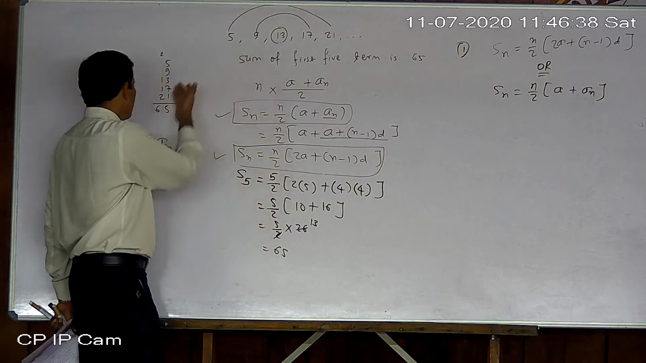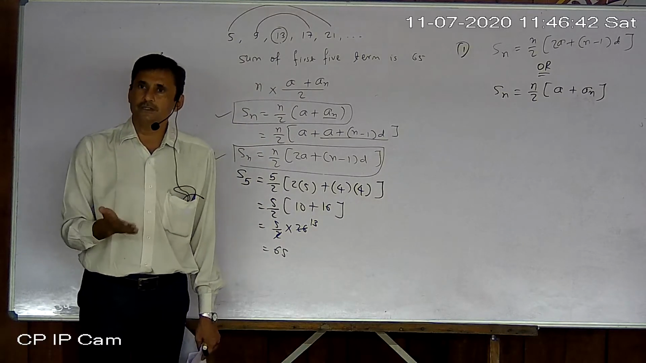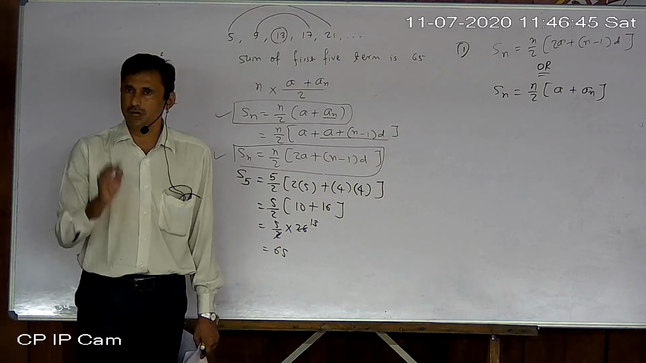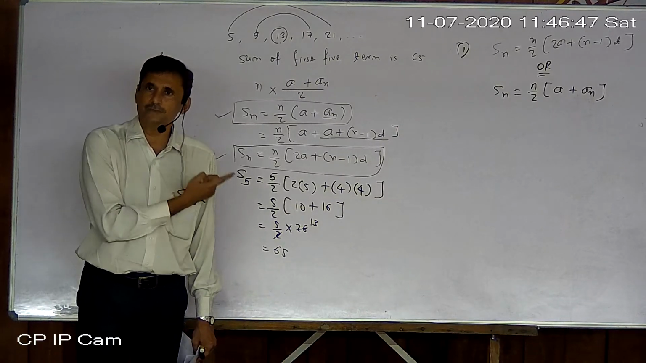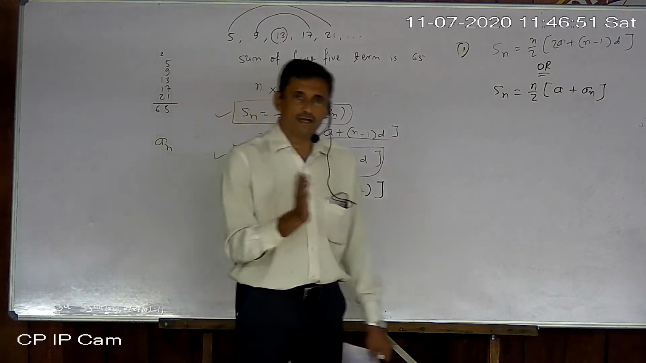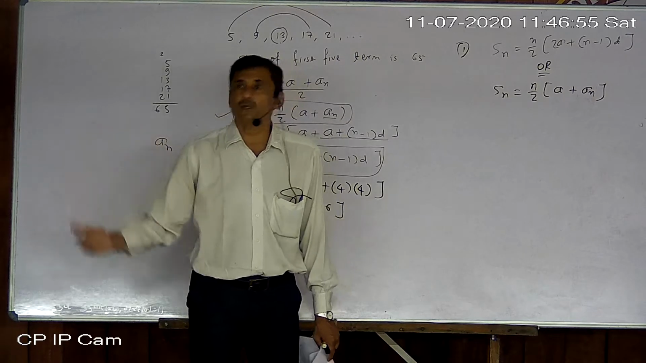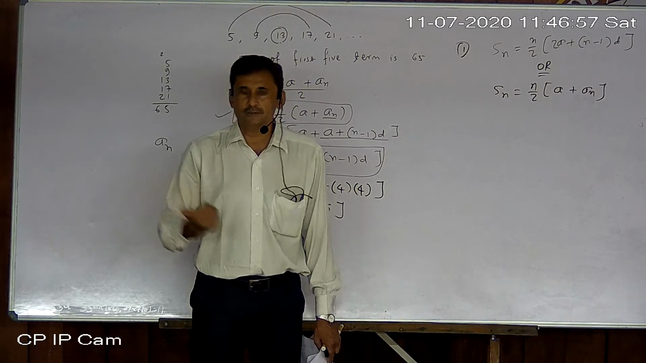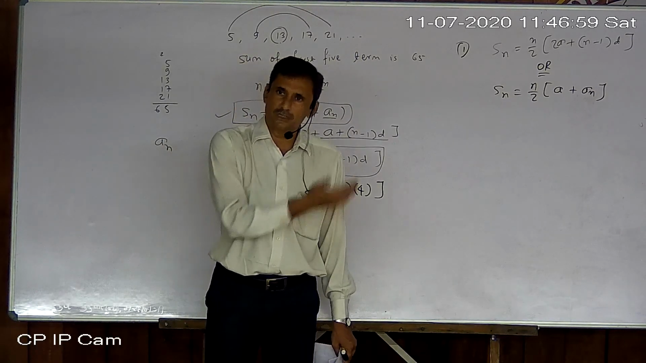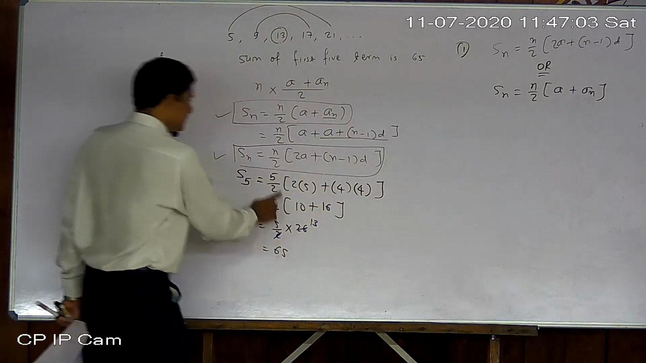And every time we cannot find the sum manually, and that is not allowed. You have to show your calculations and use the formula only. Suppose you want to find the sum of the first 100 terms of any arithmetic progression. Is it possible to make the total this way manually? No. So you always use this formula.